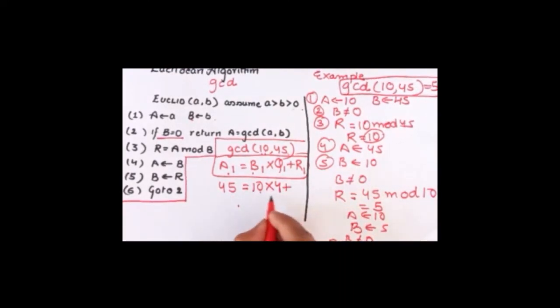What to add to this number to get 45? 5. Okay. Once you get this, the methodology is going to be very easy. You are now going to swap in this order. Write 10 here, write 5 here.